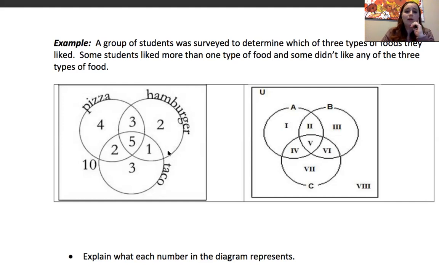Same type of thing for tacos. You look at the entire taco circle and you add up all of those numbers. All of those people in that circle like tacos. So you have to talk about them.